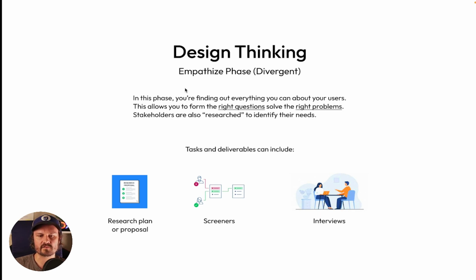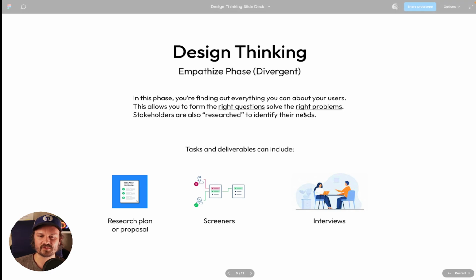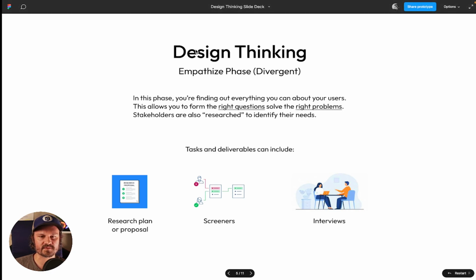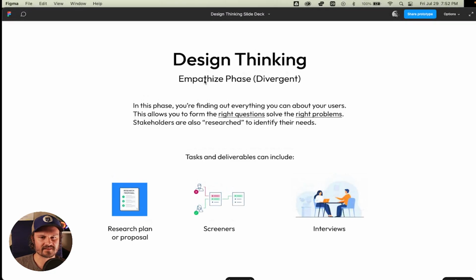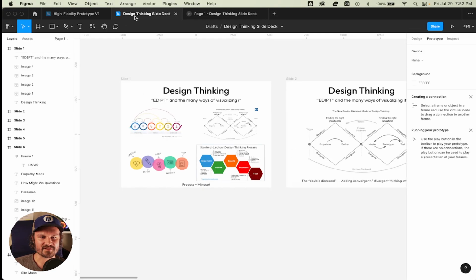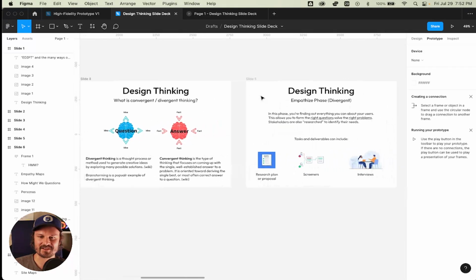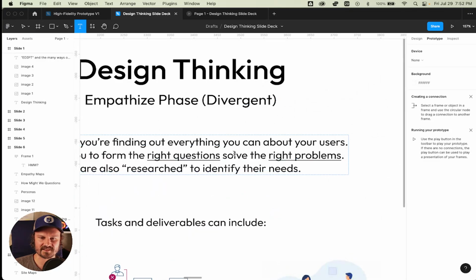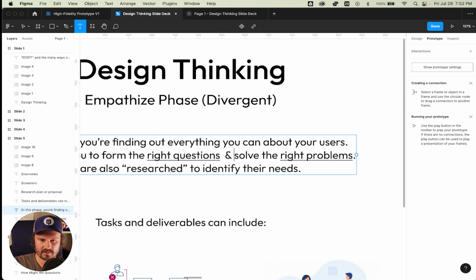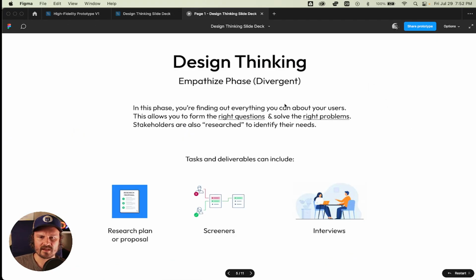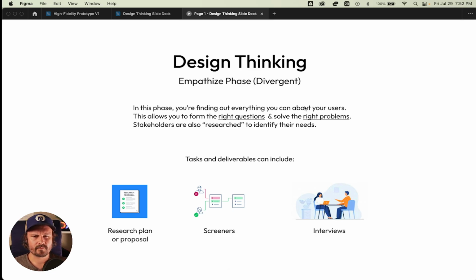This will allow you to form the right questions in order to solve the right problems. It's one thing to run spell check, but it's another thing to check for context. And so this phase, the empathize phase, will make sure that you form the right questions and solve the right problems.